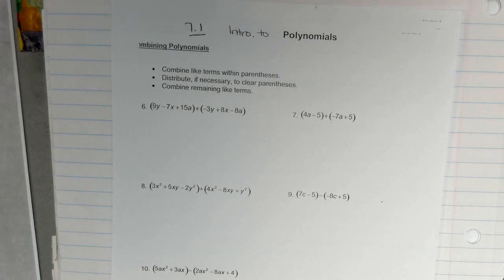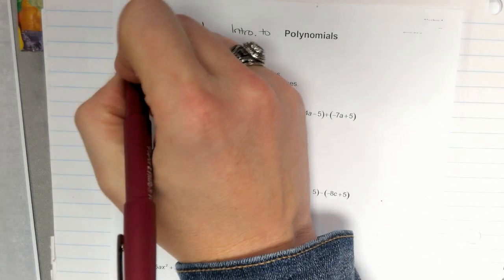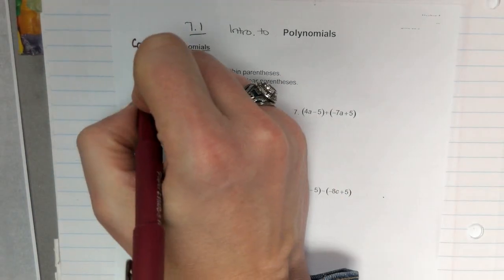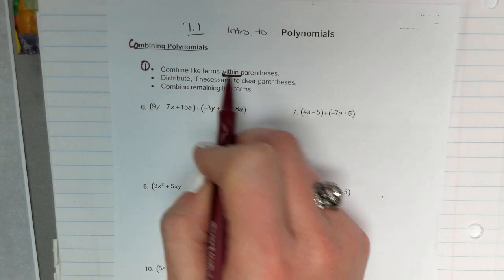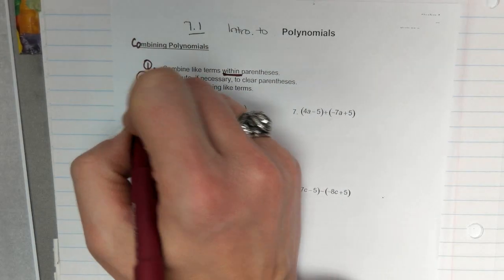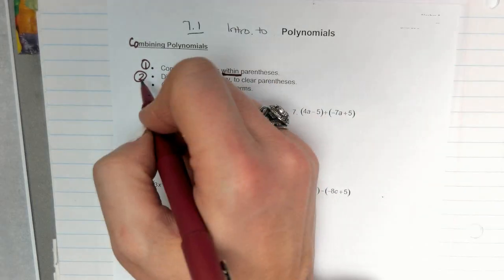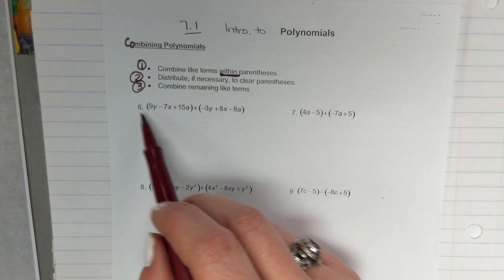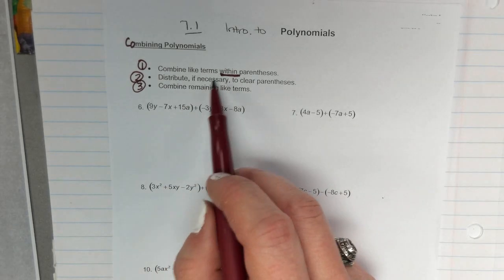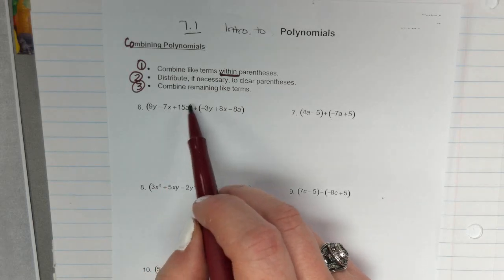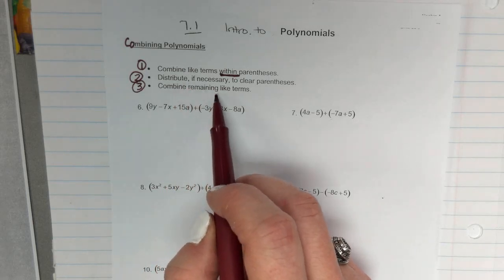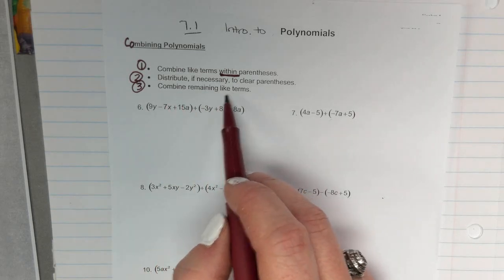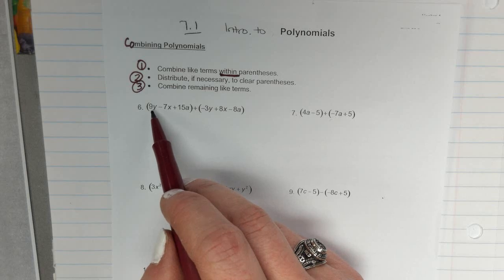Alright, so here's an intro to combining polynomials. Here are your steps. First step, combine your like terms within the parentheses. Step 2, distribute if necessary to clear the parentheses. Step 3, combine remaining like terms. Alright, so let's look here. Within the parentheses, are there any like terms we can combine? No. So we're going to go to step 2. We can't distribute. There's nothing outside the parentheses to distribute. So we're just going to combine our remaining like terms.